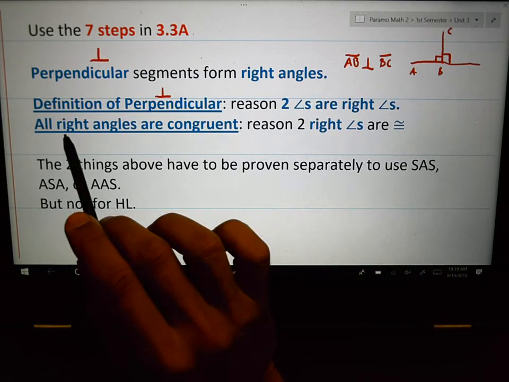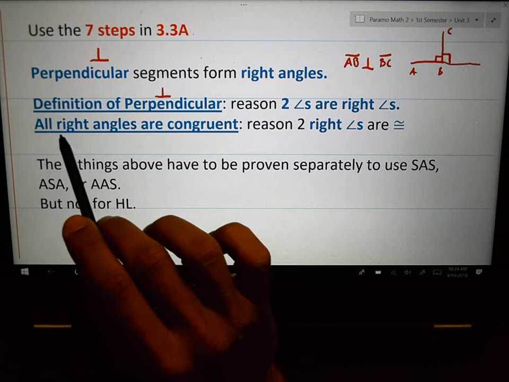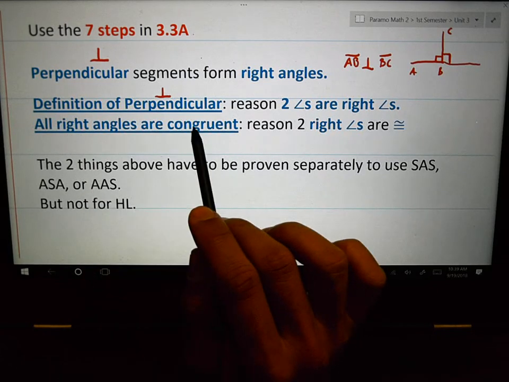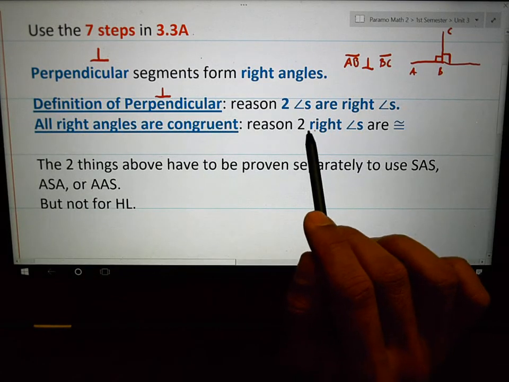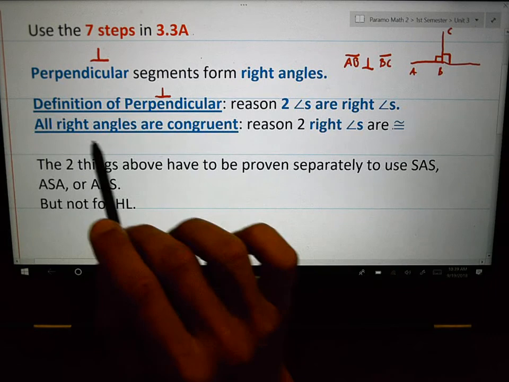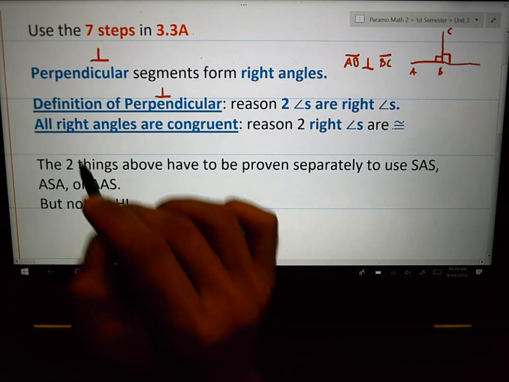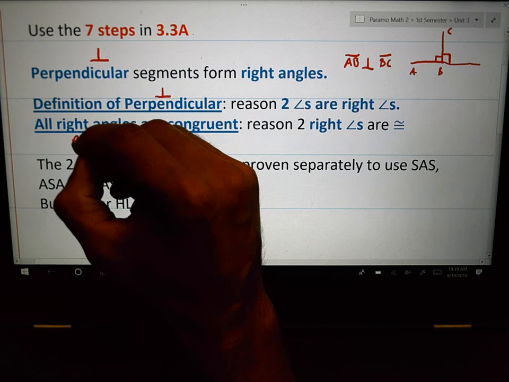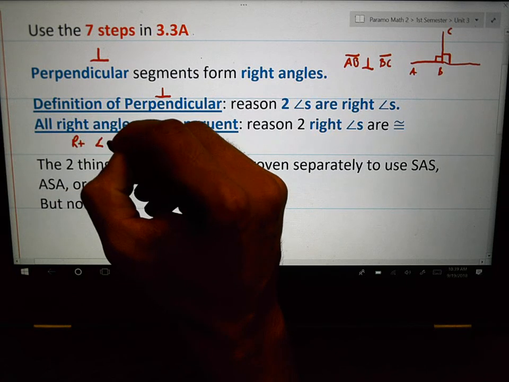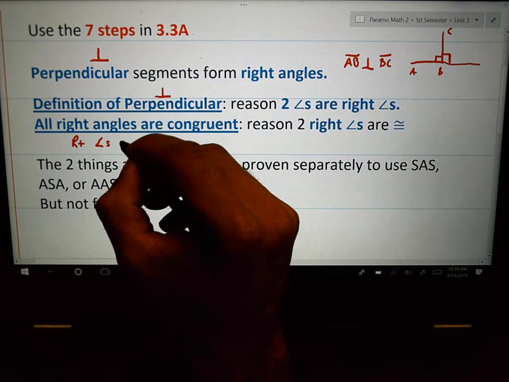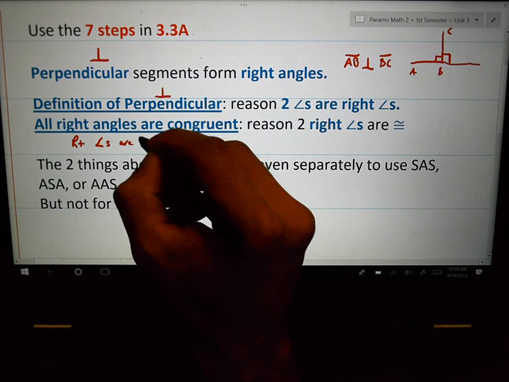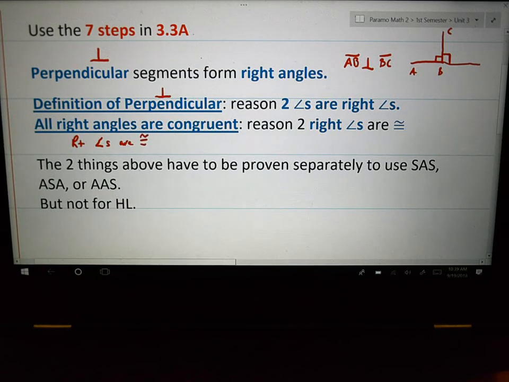If you are trying to state that two right angles are congruent to each other, the reason why two right angles are congruent, you can say all right angles are congruent. As a matter of fact, I usually abbreviate this to "right," and I use the angle symbol, "right angles are congruent." I usually abbreviate it to something that looks like that.